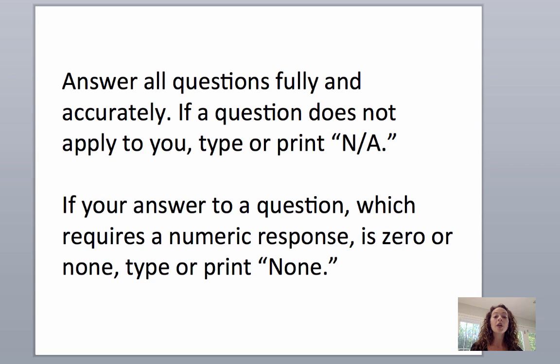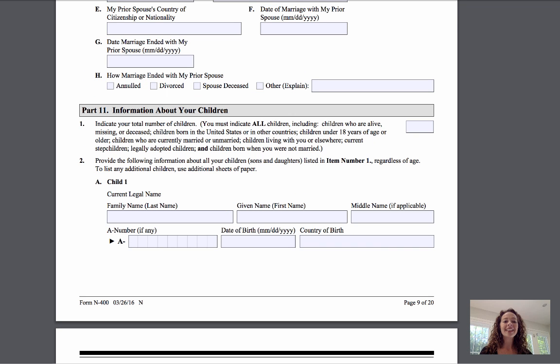All questions must be answered fully and accurately. Please be honest, especially in this part 12. There's a lot of questions here. If a question does not apply to you, type or print NA. If your answer to a question, which requires a numeric response, is 0 or none, type or print the word none. All right, let's get started.